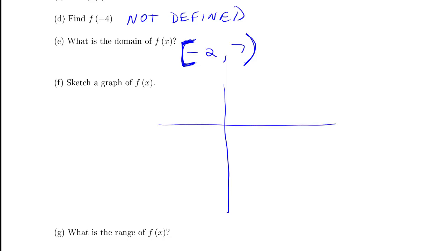So I'm going to say 1, 2, 3, 4, 5. I'm going to go 1, 2, 3, 4, 5, 6, 7, 8, 9, 10. And let me go 1, 2, 3, 4, 5, 6, 7, 8. And 1, 2, 3, 4. Okay, so there's my x, and here's my y.